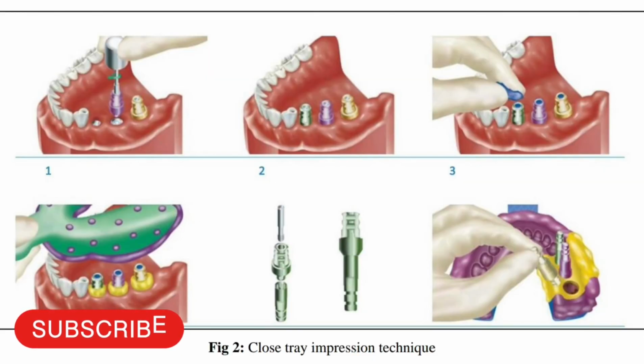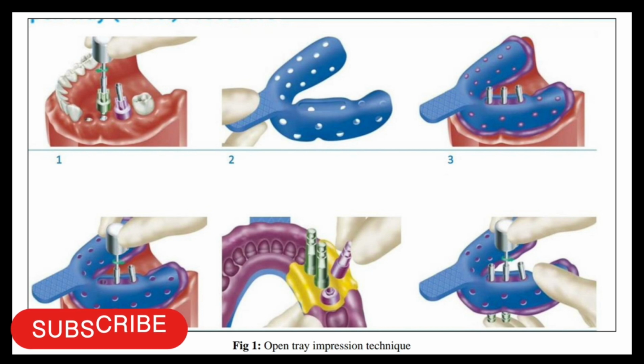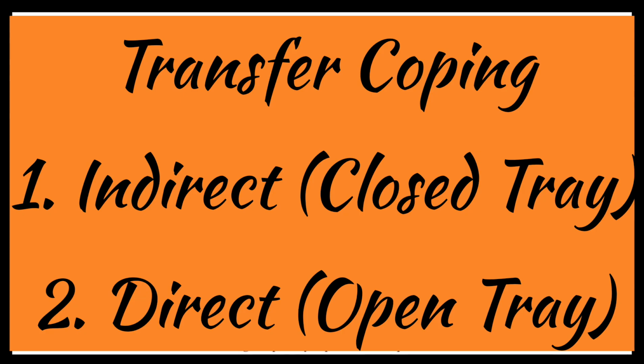After placing an implant, an impression is necessary to transfer the design and position of implant or abutment to a master cast for prosthesis fabrication. It is usually of two types, indirect or direct. Indirect is also called closed tray impression and direct is also called open tray impression. So we will discuss in detail about these impression techniques. I will make separate videos for both of these techniques, open tray and closed tray, in future.